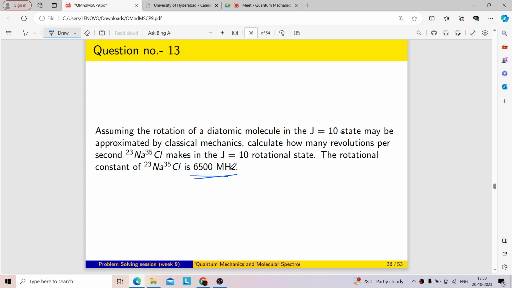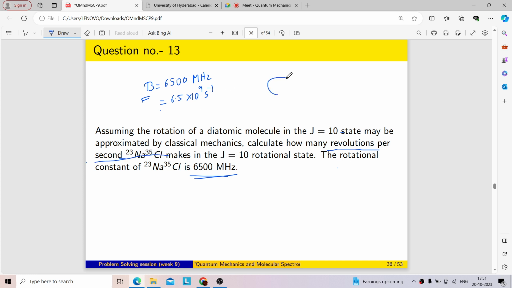So what is given? The rotational constant value is given. That means B is given: 6500 megahertz, or 6.5 times 10 to the power 9 second inverse. Okay, so B is given. Now what do you have to calculate? You have to calculate the revolutions per second for this molecule.